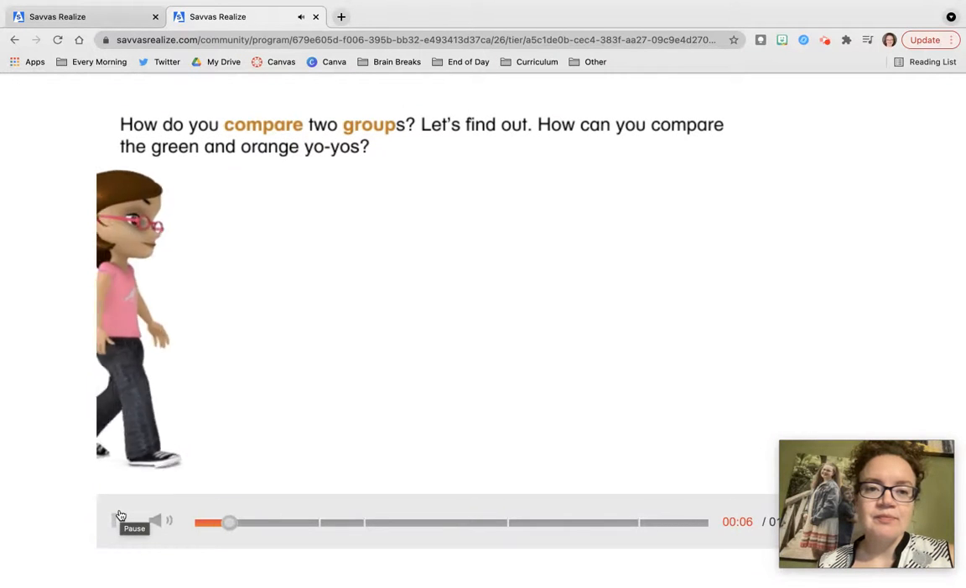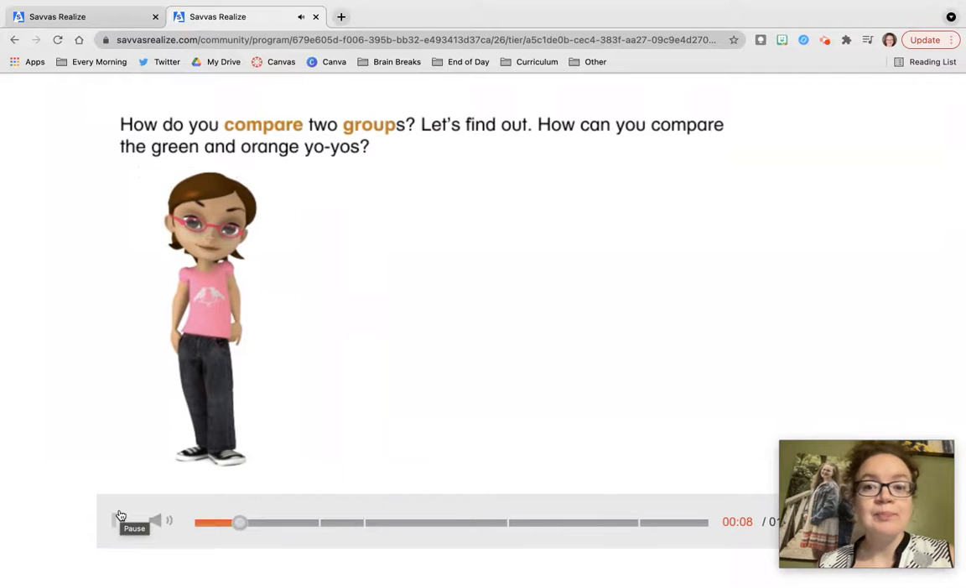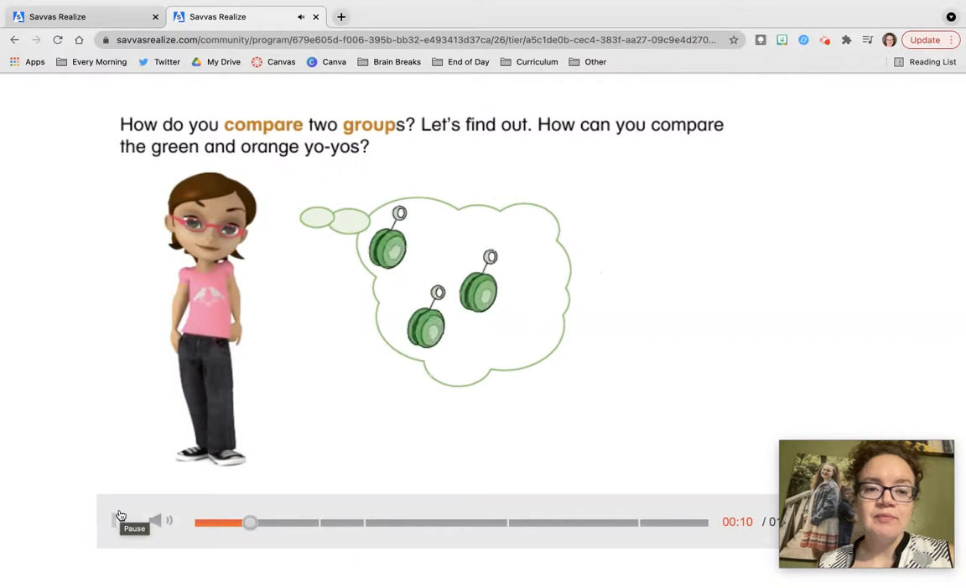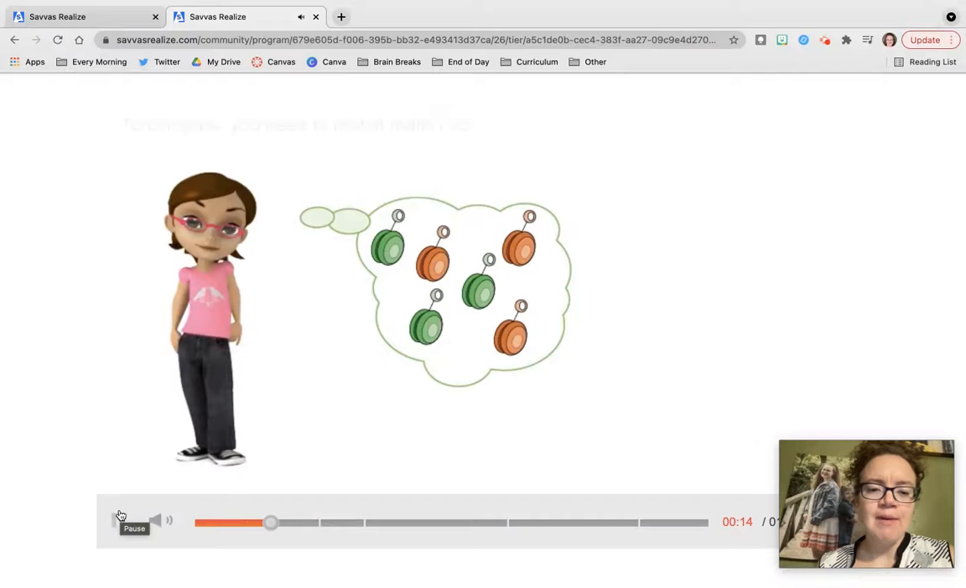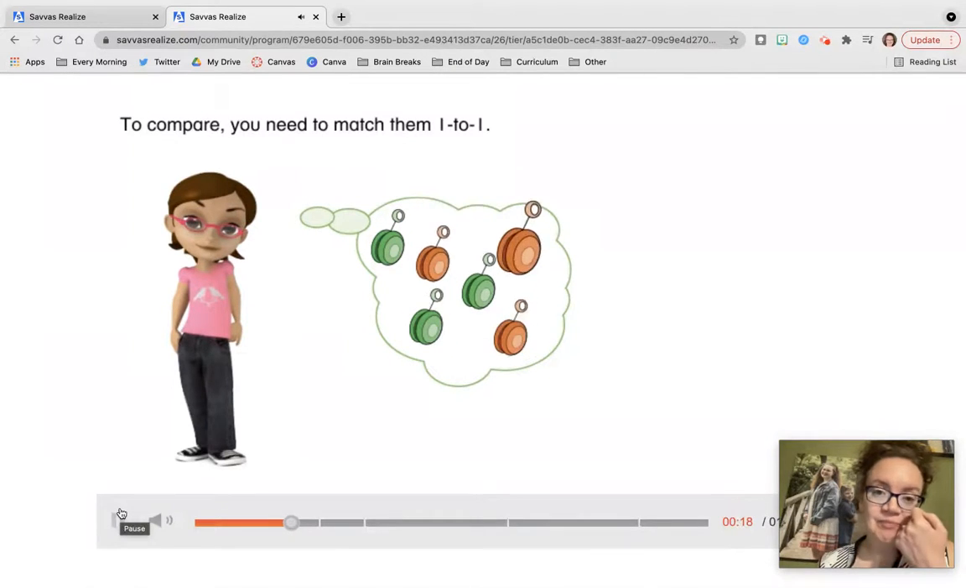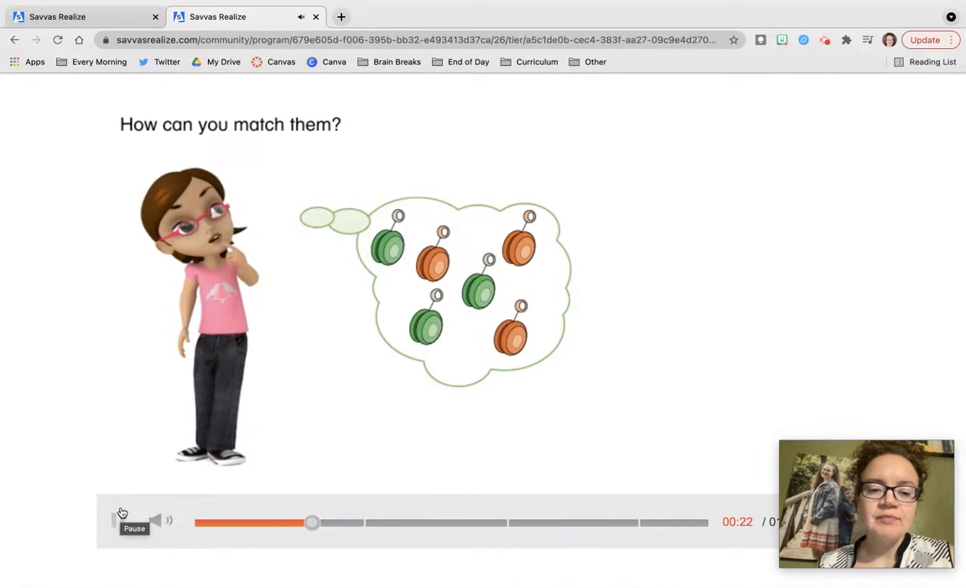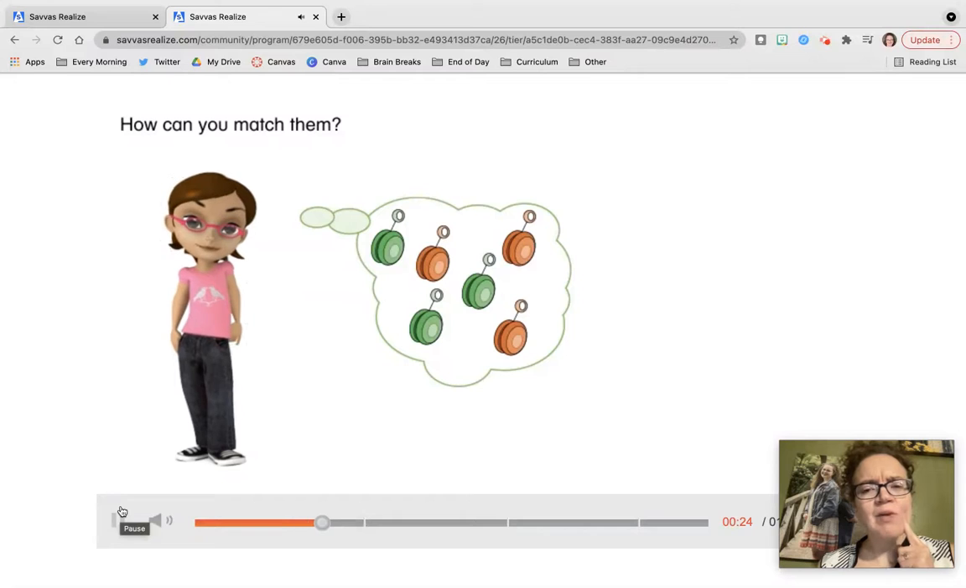How do you compare two groups? Let's find out. How can you compare the green and orange yo-yos? How can we compare them? To compare, you need to match them 1 to 1. How can you match them? How can we match the yo-yos if we want to compare them 1 to 1? Let's keep watching.